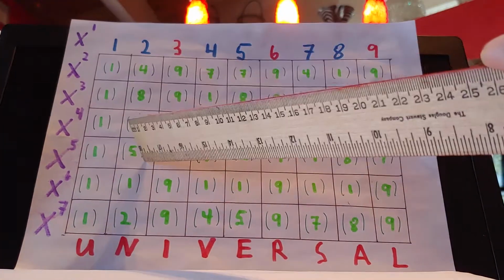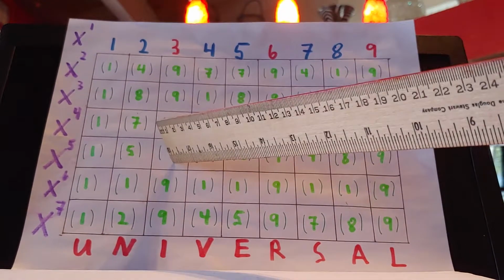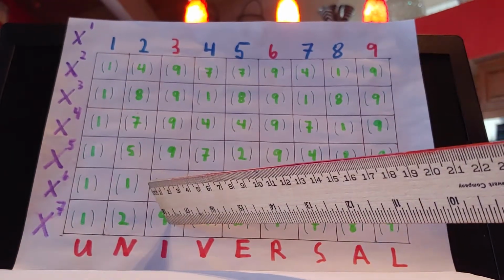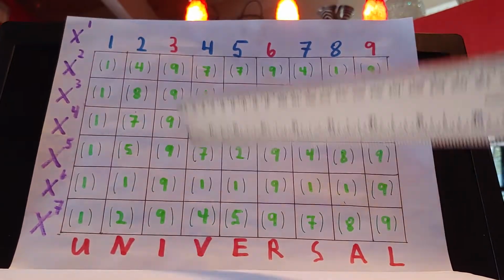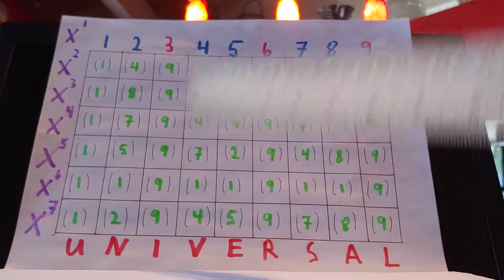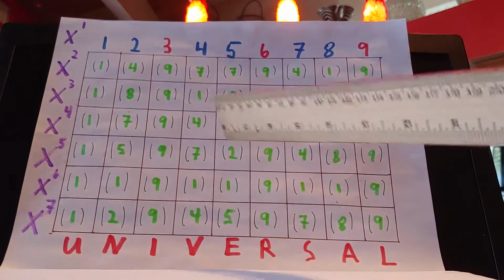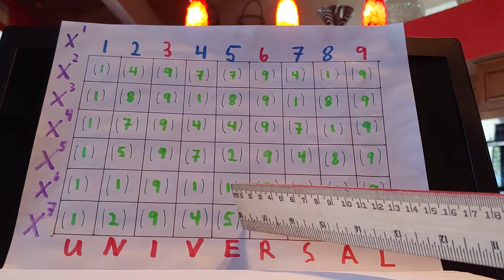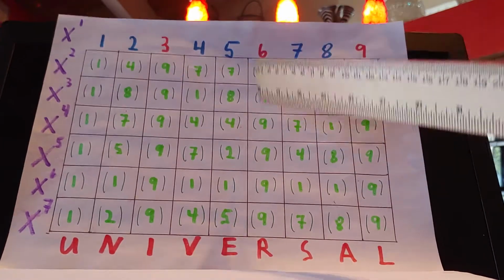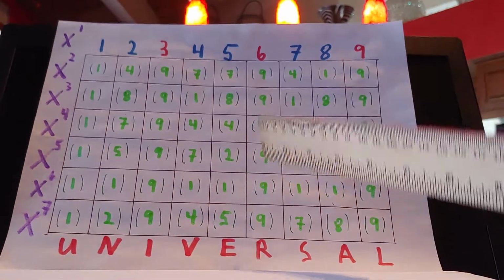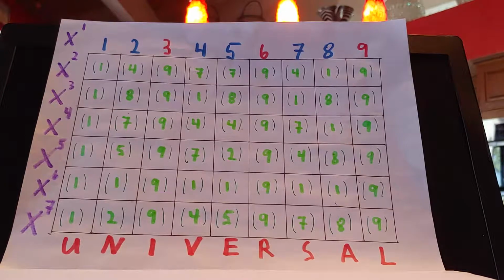Times 2 is 16, 32, 64, 128. 3 times 3, 9, 27, 81, 243, 729, 2187. 4 times 4 is 16, 64, 256, 1024, 4096, 16384. 5 times 5 is 25, times 5 is 125, 625, 3125, 15625, and 78125. 6 times 6 is 36, times 6 is 216, 1296, 7776, 46656, and 279936.